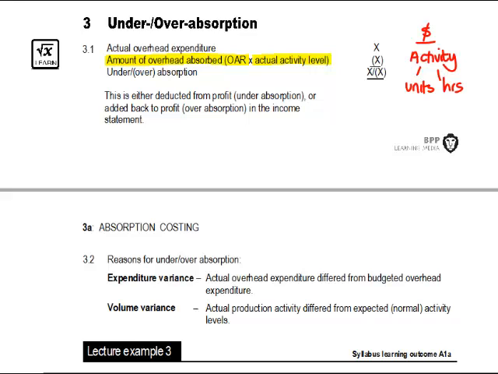Now, the problem that we have is that may not be the same as the actual overhead that we incur. So in other words, we've got this estimate maybe a little bit wrong. Now, that results in what we call under or over absorption. If we've absorbed too much overhead into our cost of sales, then that means we've over absorbed. If we haven't absorbed enough, then it means that we've under absorbed. Now, at the end of the day, our costs that we charge to profit have to be what we've actually incurred. So what we do with this under or over absorption is if we've under absorbed, we deduct it from profit, and if we've over absorbed, then we add it back to profit.